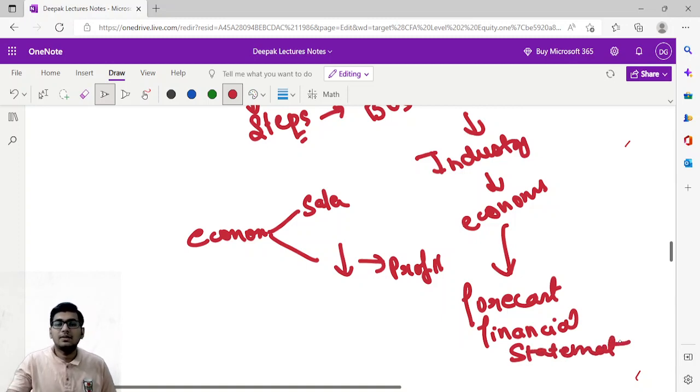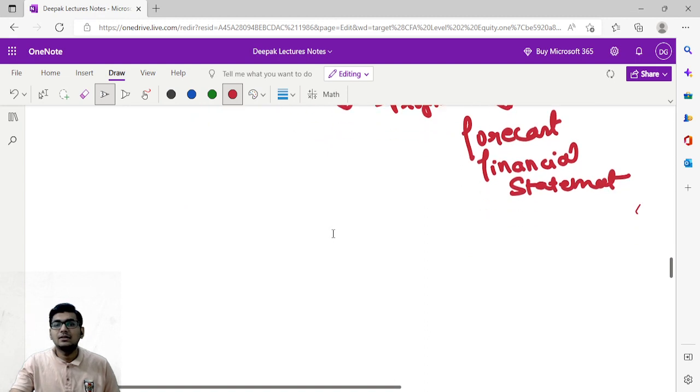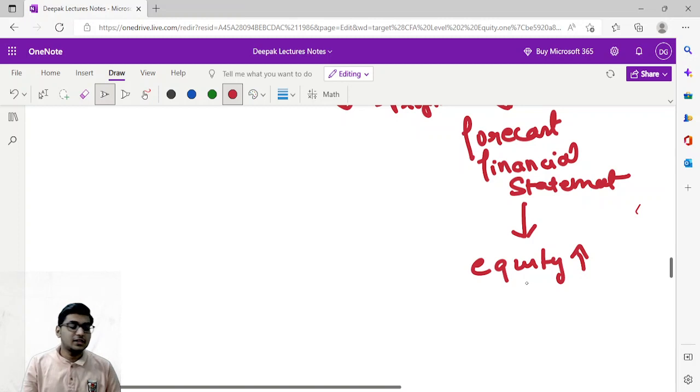Forecast financial statement means what will be its sales, what will be its expenses, how much debt it will take, what will be the component of the interest, how much tax they will pay, how much dividend they will pay, and after doing all that, how much the value of the equity will rise. Clear? So first step is to analyze the business, second is to forecast the financial statement.